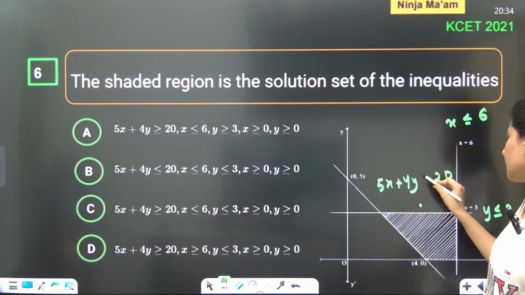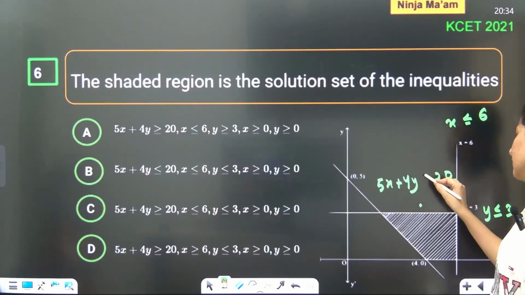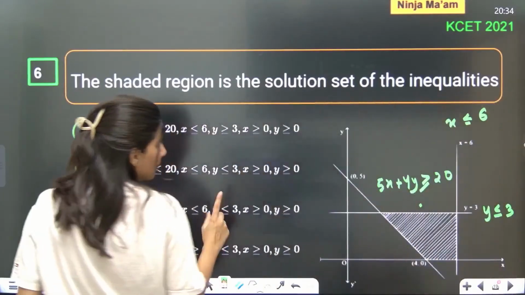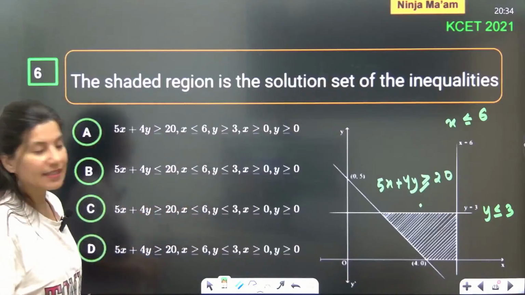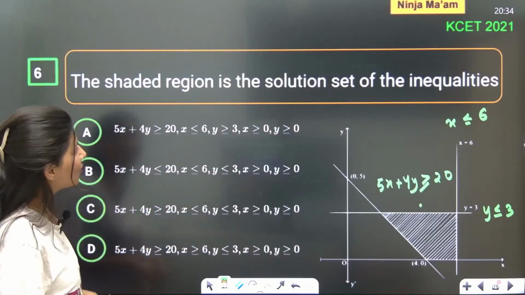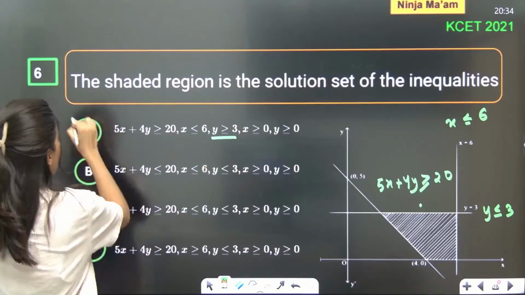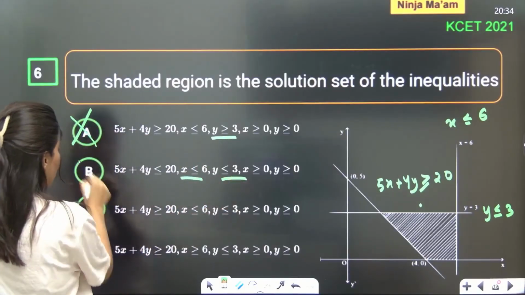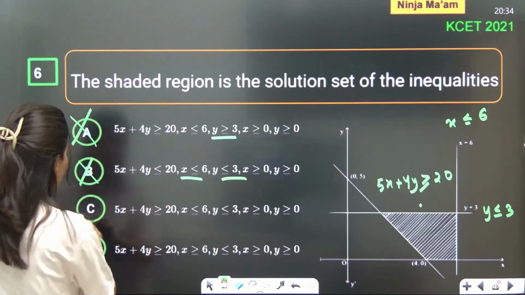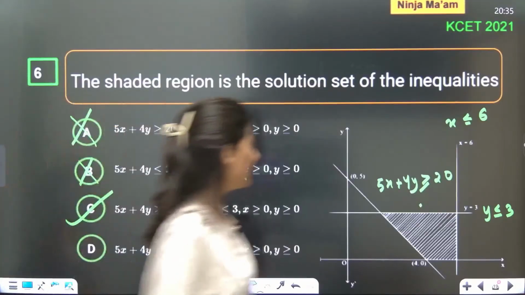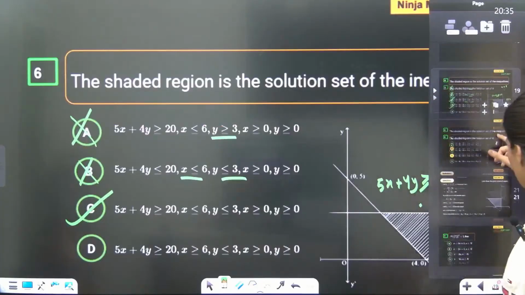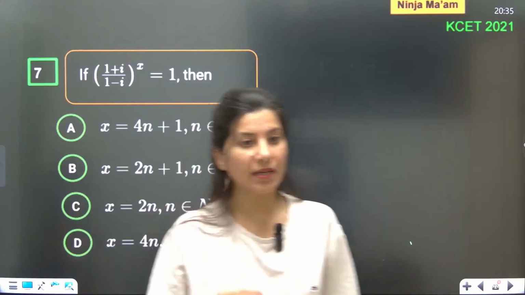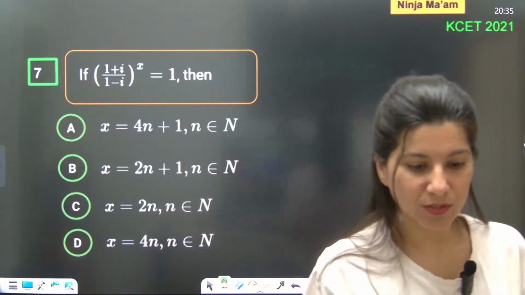So yes, greater than or equal to, right? See, understand. Both the inequalities, x less than, y is also less than. So option A is wrong. Both x and y should be less, and the third inequality should be greater, so this is also wrong. So clearly option C is absolutely right. Okay, option C. Now the next question, (1 plus iota upon 1 minus iota) raised to power x is equal to 1.